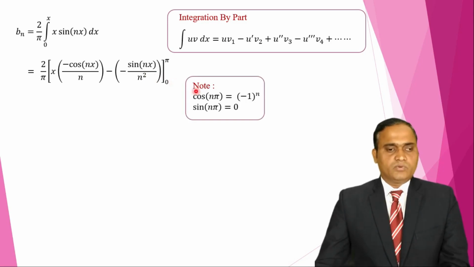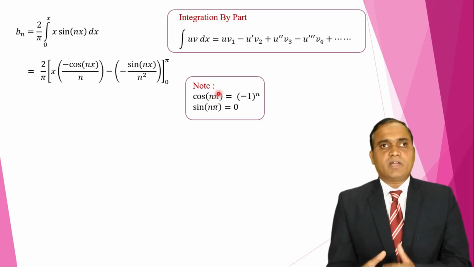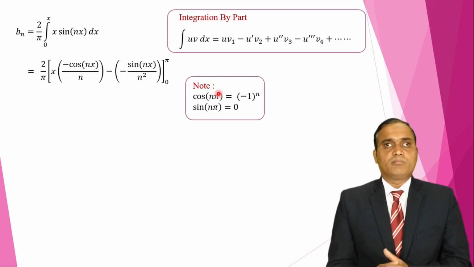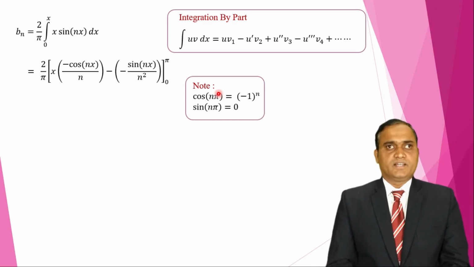So we need one concept here: cos n pi value is minus 1 raised to n, and sin n pi value is 0. Cos n pi, suppose I substitute n is 1, cos pi value is minus 1. I substitute n is 2, then cos 2 pi value is plus 1. Cos 3 pi value is minus 1. That means it varies minus 1, 1, minus 1, 1. So I write it in the form of minus 1 to the power n. And sin n pi value is always 0.